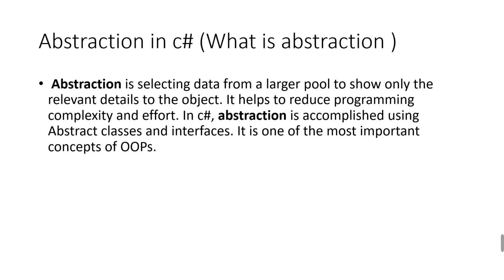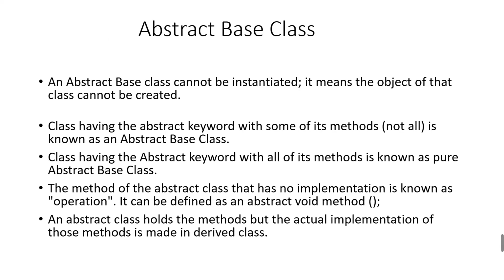So abstraction is the way to protect your data. It helps to reduce programming complexity and effort. In C#, abstraction is accomplished using abstract classes and interfaces. It is one of the most important concepts of OOPS.